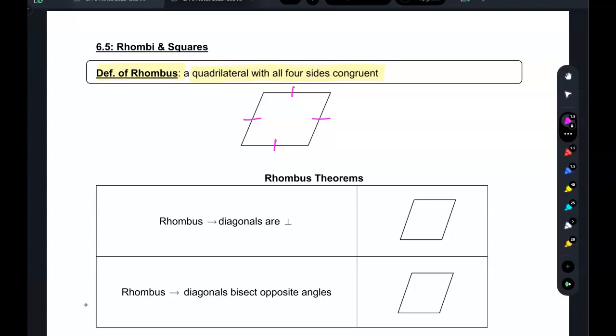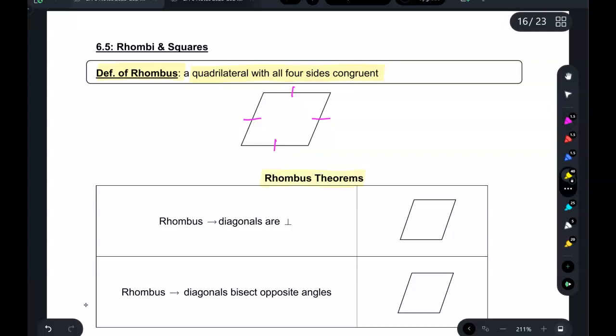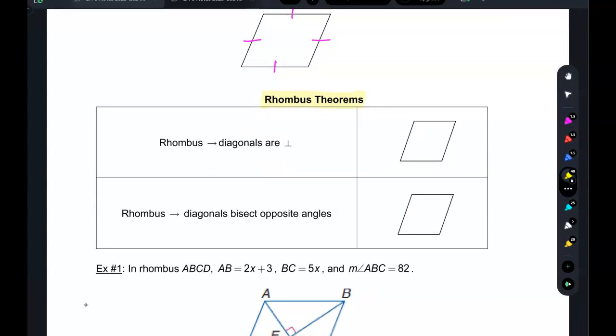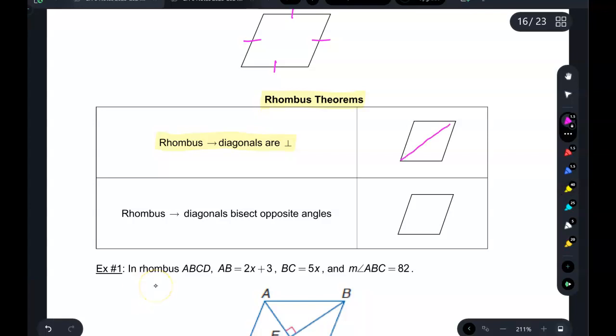Okay, now we have a couple of theorems. We have 2 theorems, and then we'll look at the converse. If you have a rhombus, this is special just for a rhombus, the diagonals are, what's the upside down T? Perpendicular. So if I draw the diagonals here, they make a right angle. Again, this is only true if it's a rhombus. It's not true for a regular parallelogram, and it's not true for a rectangle.